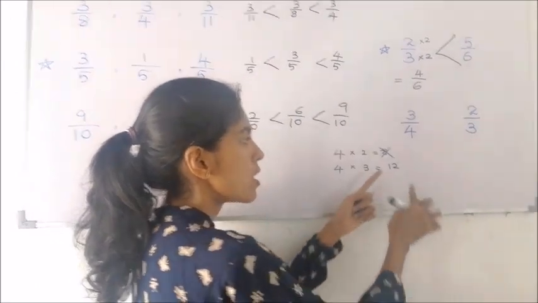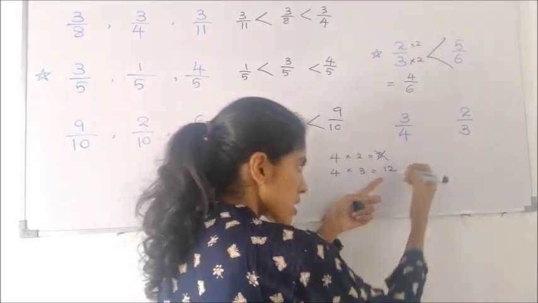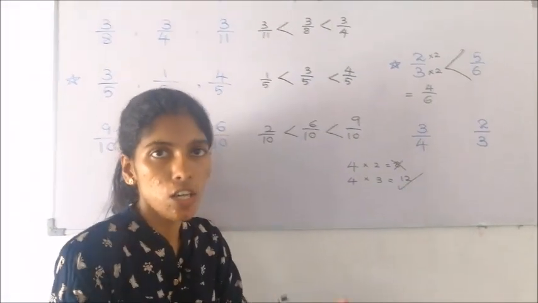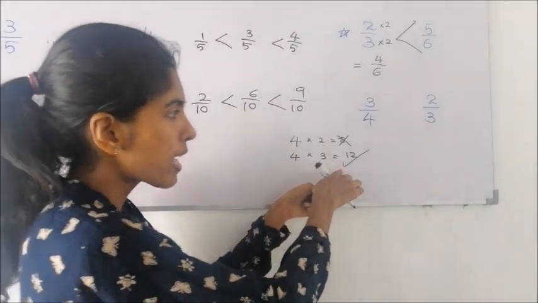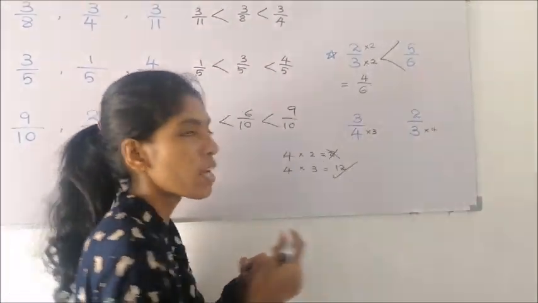4 times 3 is 12. Is 12 divisible by 4? Yes. Is 12 divisible by 3? Yes. That means 12 must be the denominator. To get that denominator, 4 should be multiplied by 3, and 3 should be multiplied by 4.